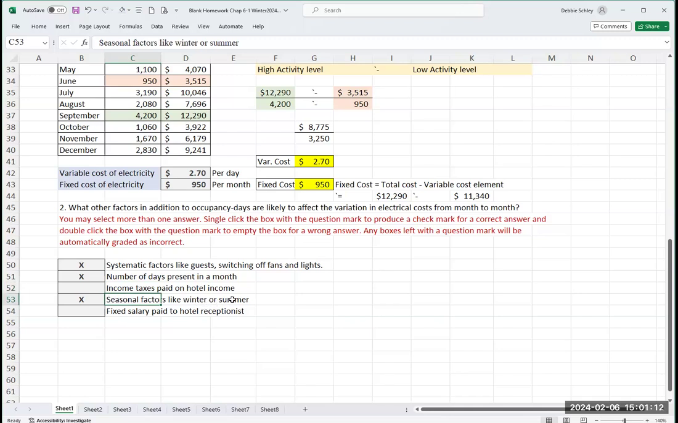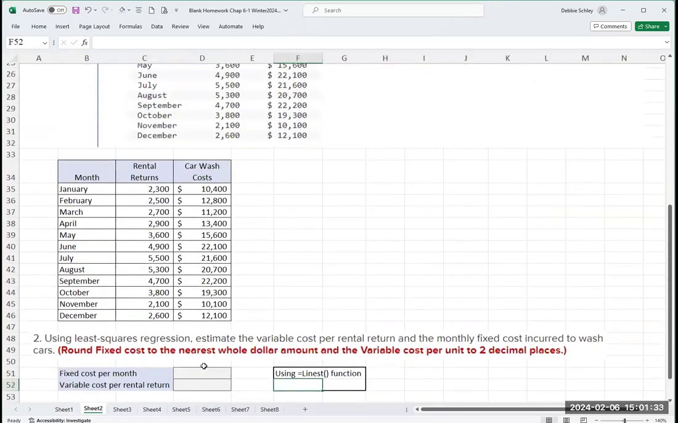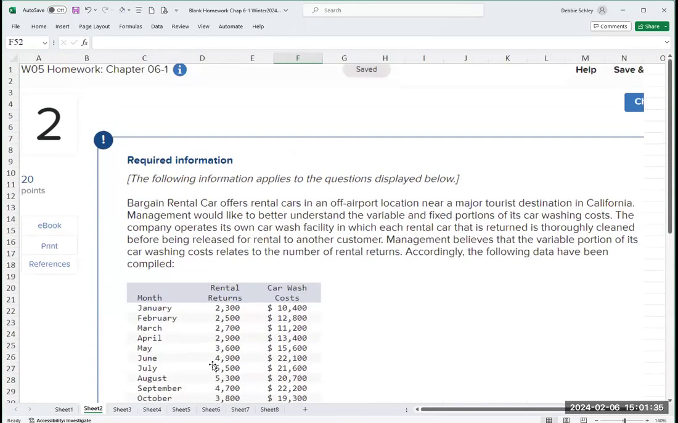Seasonal factors like winter or summer. Yes, because winter is colder, summer is warmer, so that can affect heating, air conditioning, all of that. Fixed salary paid to the hotel receptionist. She has nothing to do with the electricity cost, so no. So just those three. Okay. Question 2.